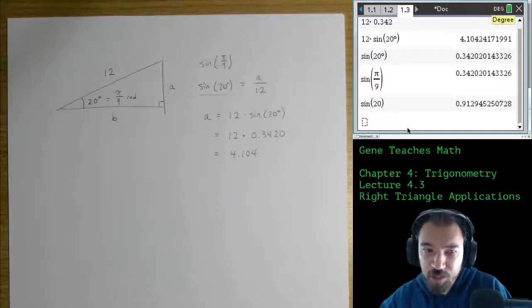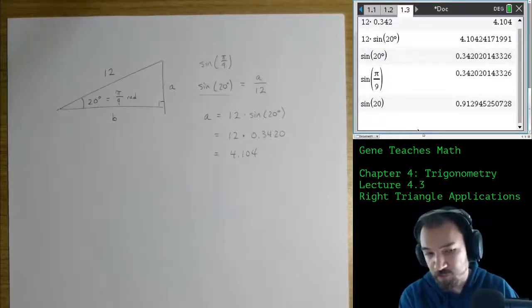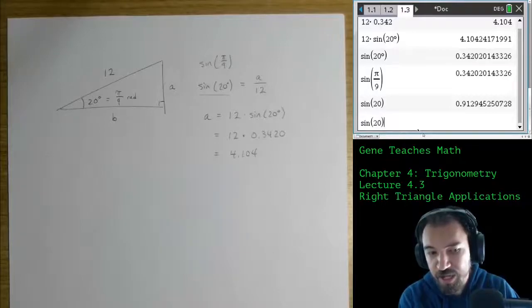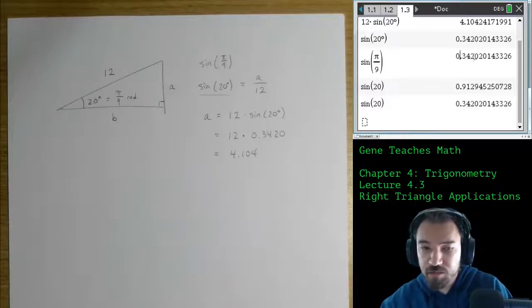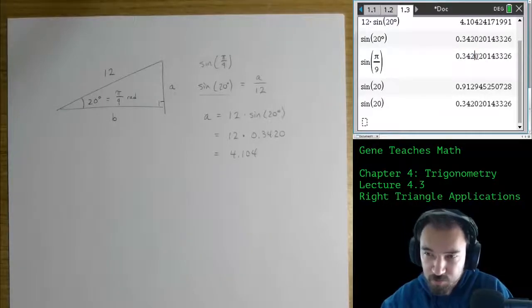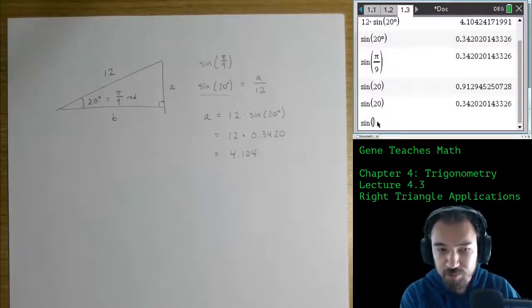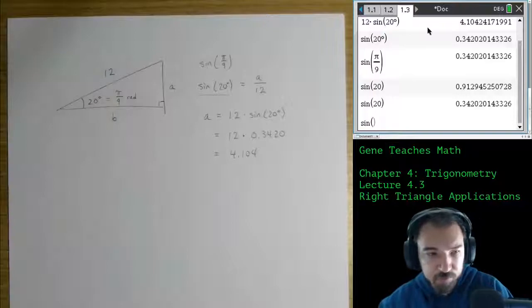That means it's interpreting every number by default as a degree. So if I type in sine of 20 now, it will understand it as sine of 20 degrees, and it will give me the value I'm expecting. So you just need to make sure you're cognizant of which mode you're in, and if you're ever worried, make sure you type in the degree symbol, or if you want to use radians, you can type in, I will do this as pi over 9.